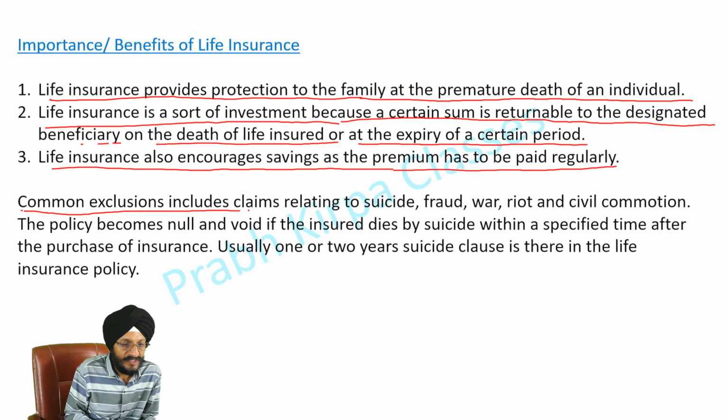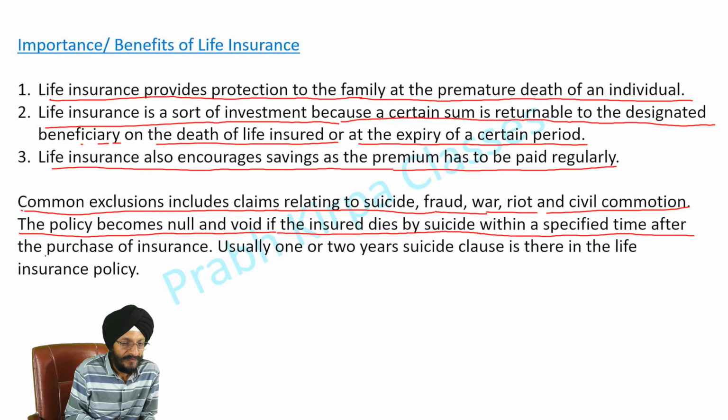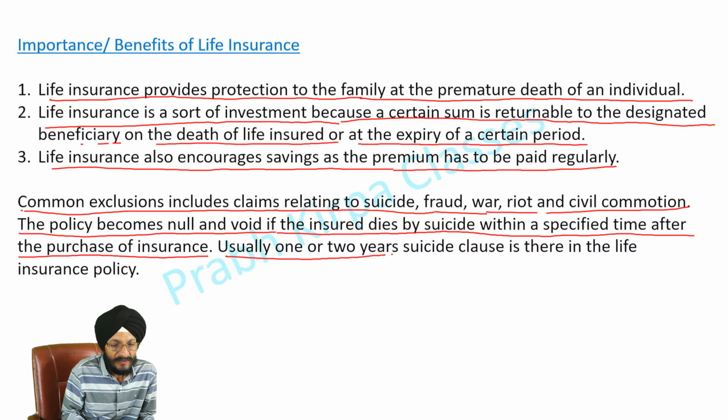Common exclusions include claims relating to suicide, fraud, war, riot, and civil commotion. The policy becomes null and void if the insured dies by suicide within a specified time after the purchase of insurance. Usually, 1 or 2 years suicide clause is there in life insurance policy.